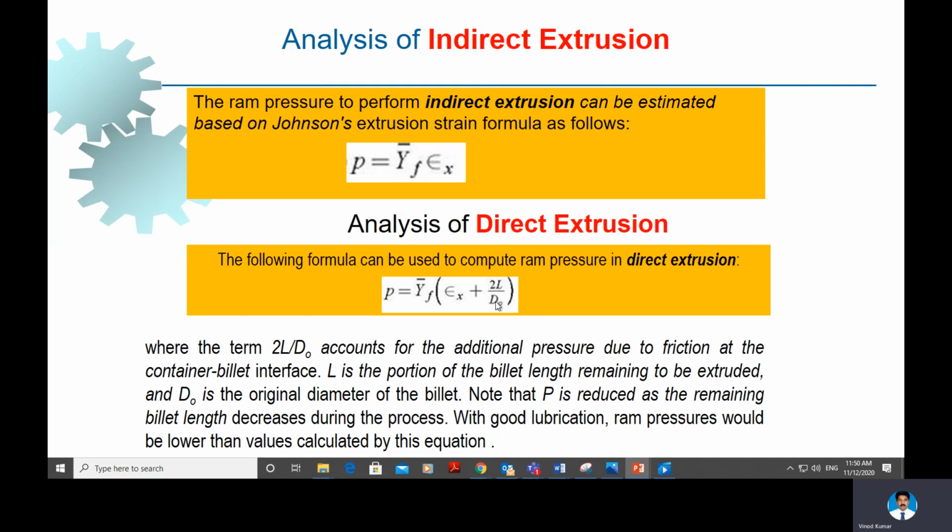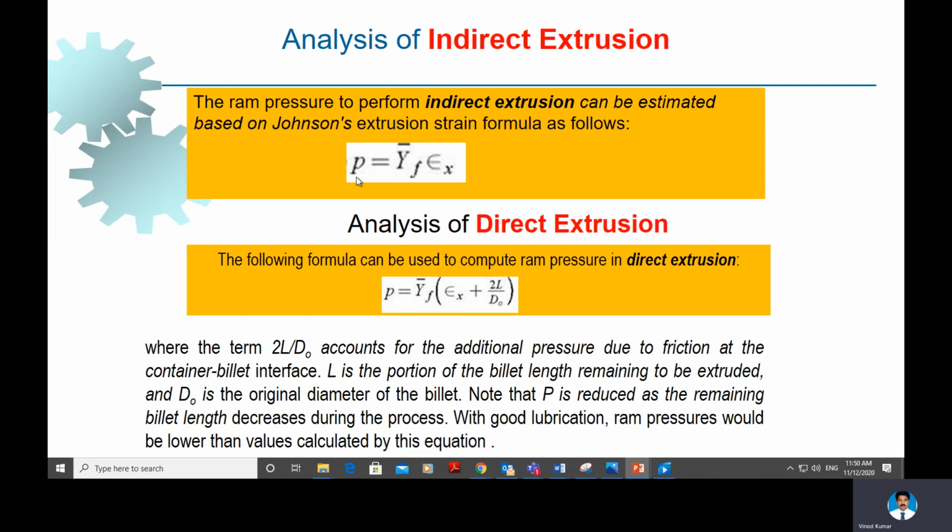The ratio 2L over D naught will account for the additional friction due to the direct extrusion process. L is the portion of the billet remaining in the container, and D naught is the original diameter of the billet. So P is reduced as the remaining billet length decreases during the process. With good lubrication, ram pressure would be lower than values calculated by this equation.